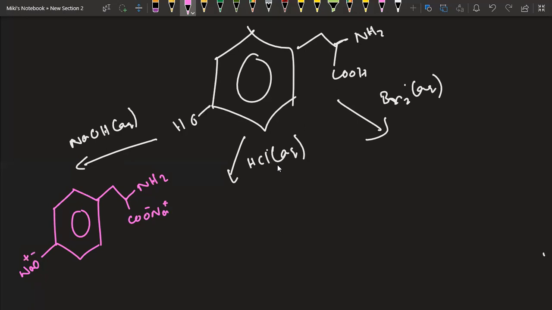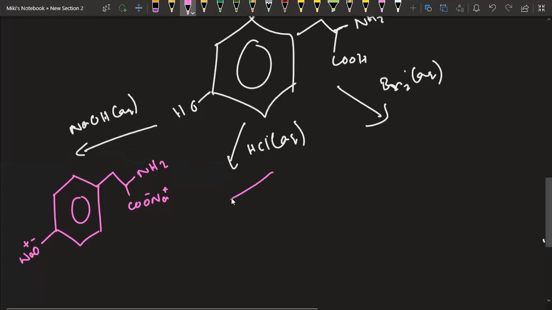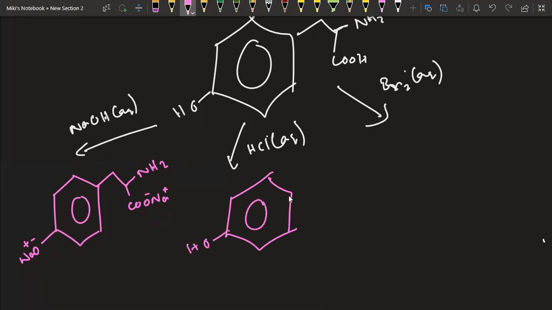HCl is what? Acidic. Now obviously it won't react with the carboxylic acid and phenol, but it will react with our amine, because amine is alkaline. So our final product will be OH, COOH, but NH3Cl. You might ask why, if this is a neutralization reaction, we know that in a neutralization reaction what happens?